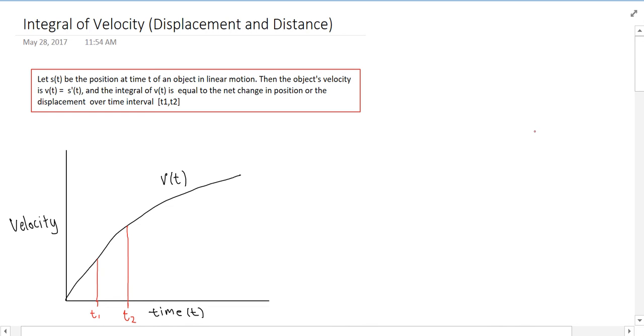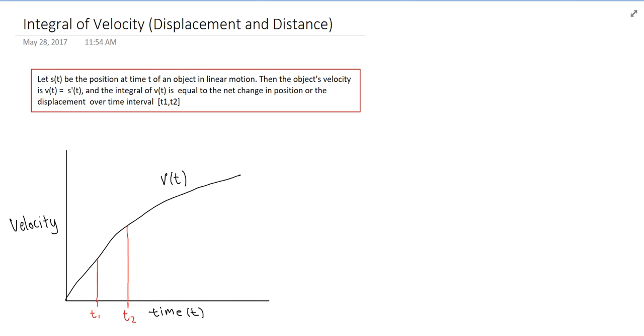Integral velocity. The integral of velocity can be used to calculate our displacement and sometimes our total distance covered. Let s(t) be the position at time t of an object in linear motion. Then the object's velocity is v(t), which is also equal to the derivative of s(t). And the integral of v(t) is also equal to the net change in position, or the displacement, over the time interval from t1 to t2.